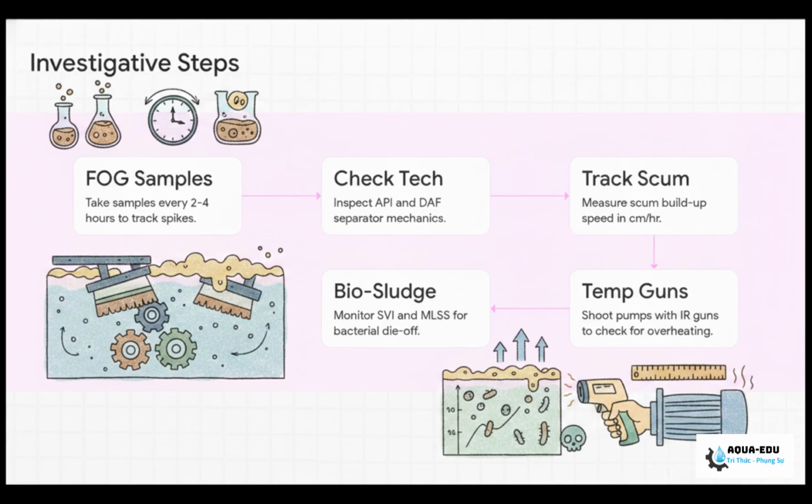Step 3. Get a ruler and measure the scum thickness. Track how fast it's building up in centimeters per hour. Step 4. Shoot your pumps with infrared temp guns to check for overheating. And Step 5. Check your biosludge under a microscope. Track the SVI and monitor the MLSS for any signs of die-off.